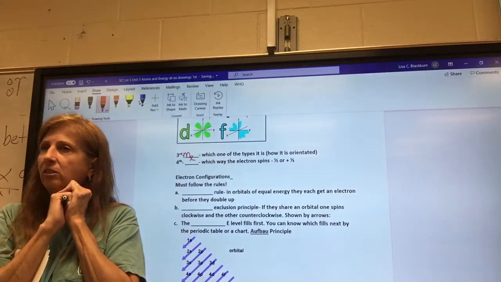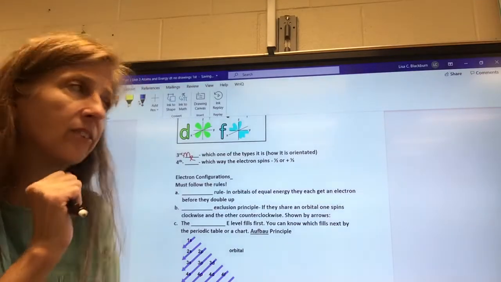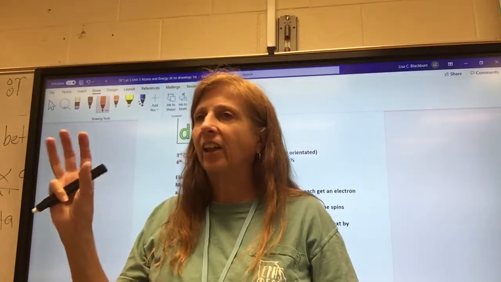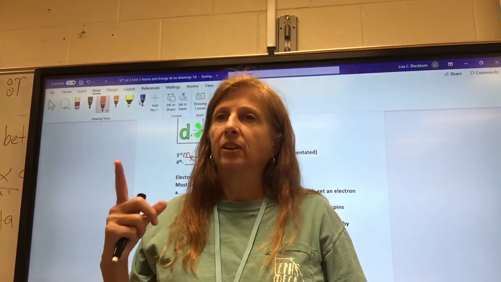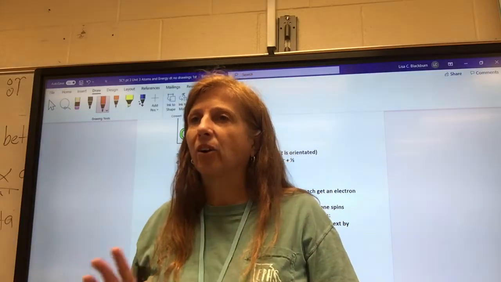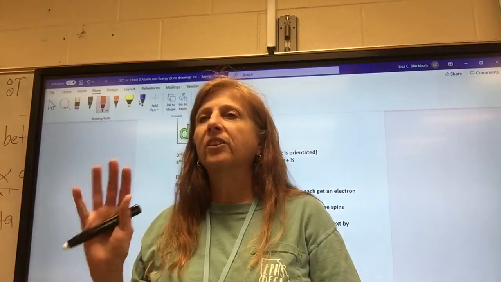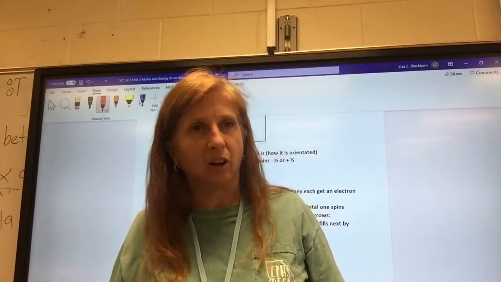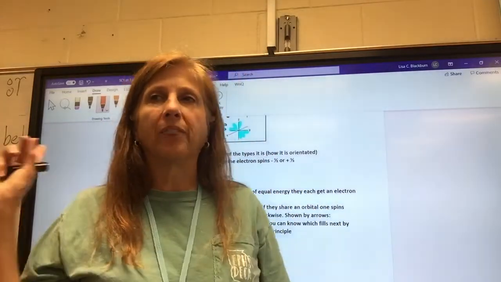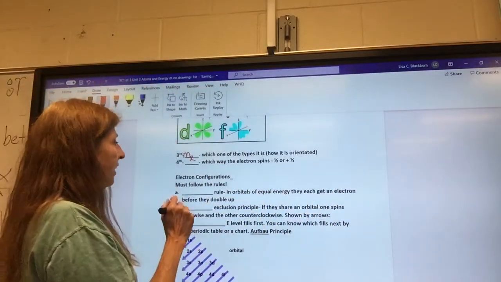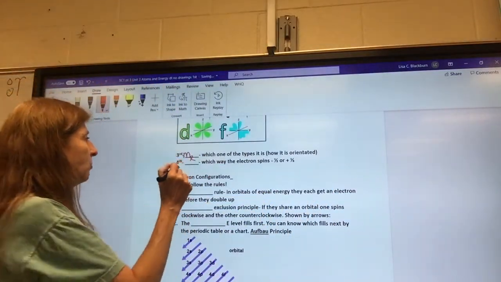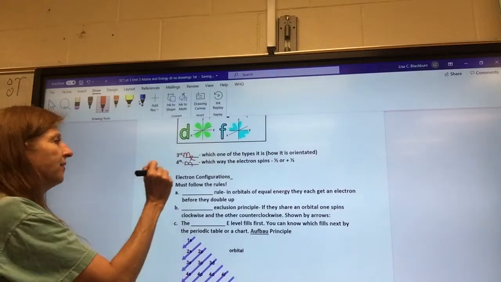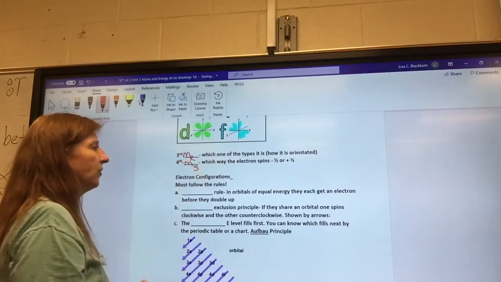Can we imagine that now? Cloud orientation? Yes? All right, and the fourth one, once the electron is in its cloud, it spins. And it either spins clockwise or counterclockwise. Now in physics, you use CW for clockwise and CCW for counterclockwise. But with this, our designation is going to be plus or minus a half. I'll explain it to you in a second. But the letter that represents this one is M subscript S for spin.